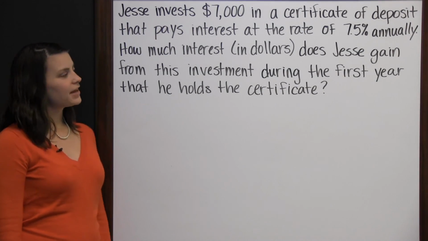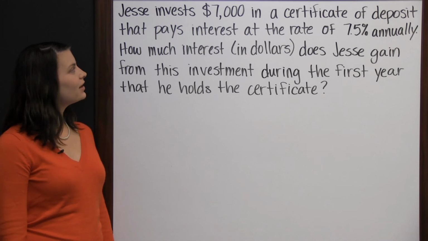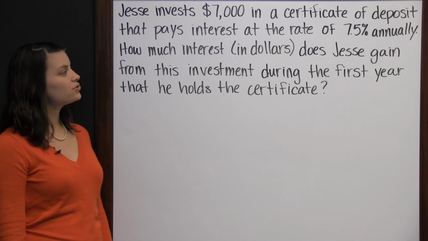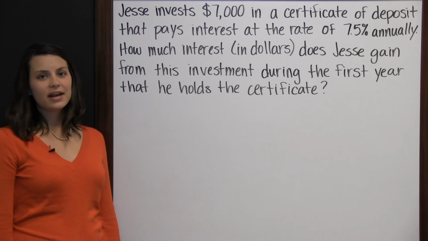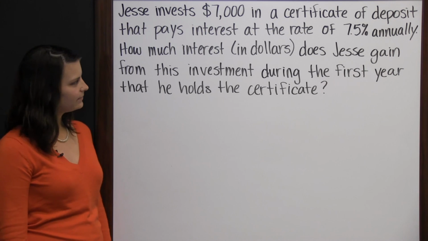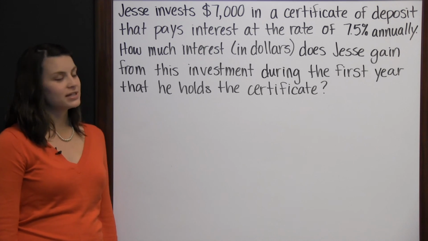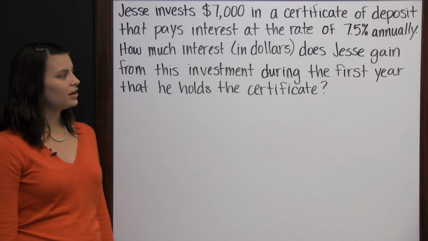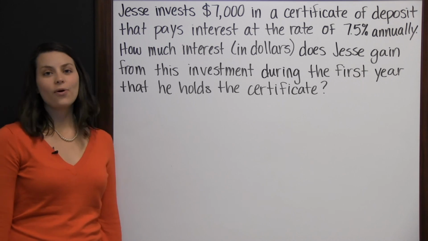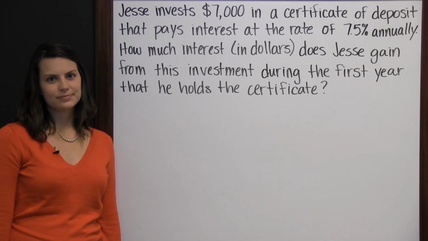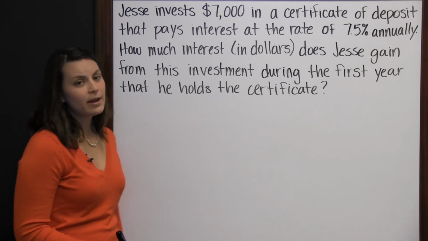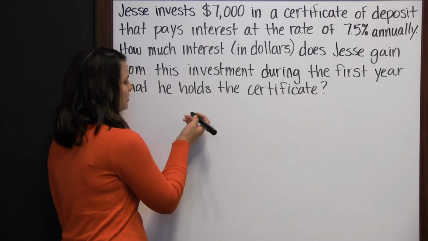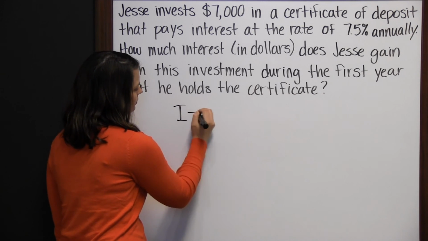Jesse invests $7,000 in a certificate of deposit that pays interest at the rate of 7.5% annually. How much interest in dollars does Jesse gain from this investment during the first year that he holds the certificate? This is a great problem to use this formula on.